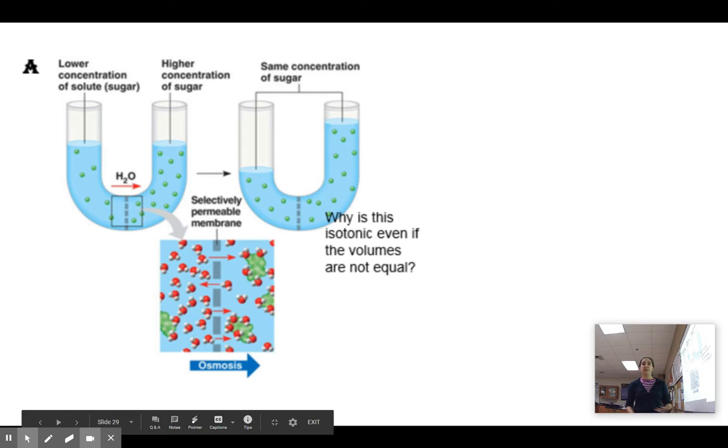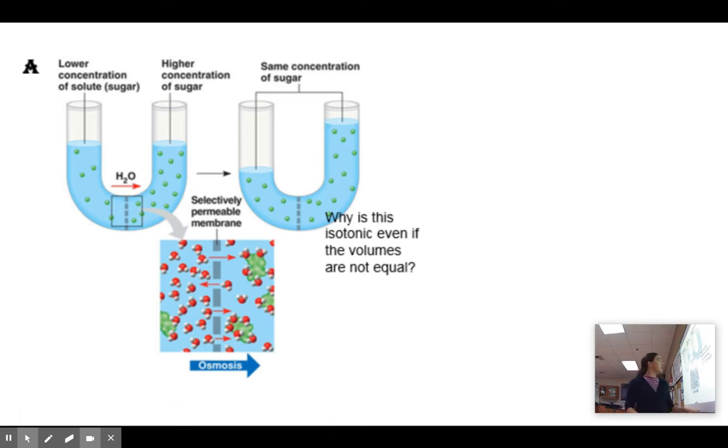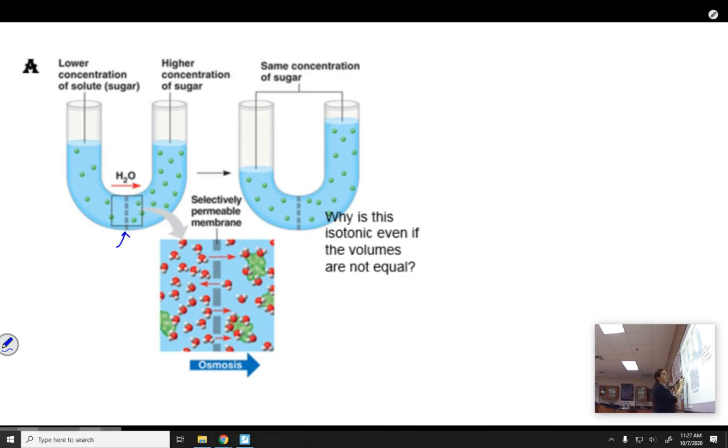So here's the first one. This one is mostly just a review of some of this vocab. You can see there are a couple of things that are already labeled on here for you. So the first piece of advice, anytime you see a diagram, make sure you read all the labels to see if you have all the information. So on the left, we have a picture of a U-shaped tube with a semi-permeable membrane right there.